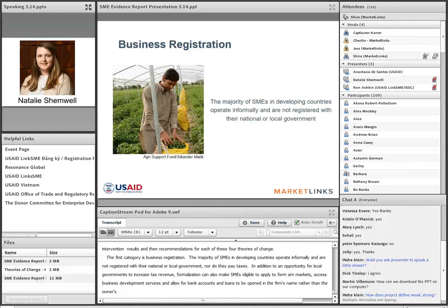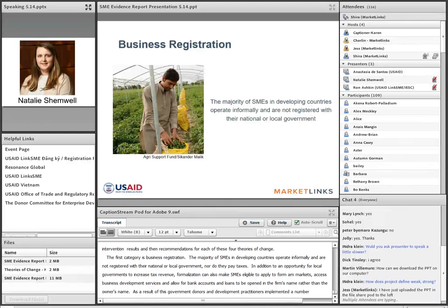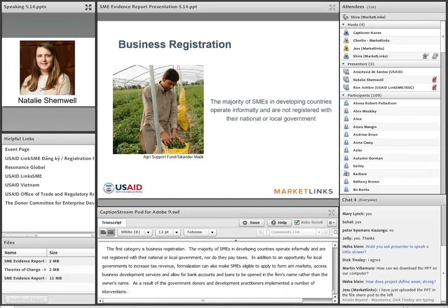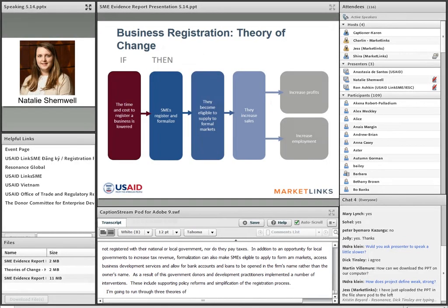As a result of this, governments, donors, and development practitioners have implemented a number of interventions with the goal of transitioning informal firms to the formal sector. These interventions include supporting policy reforms and supporting the simplification of the registration process. I'm going to run briefly through three theories of change related to business registration.